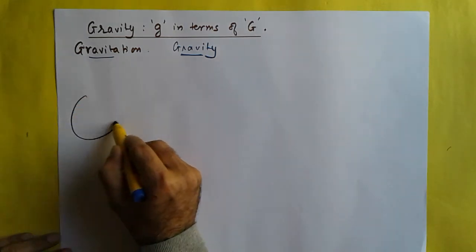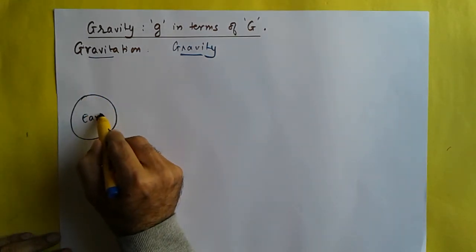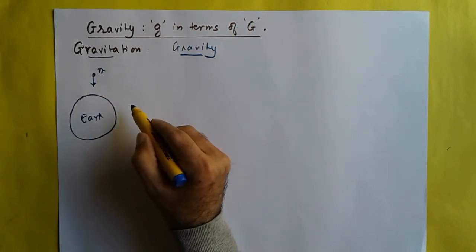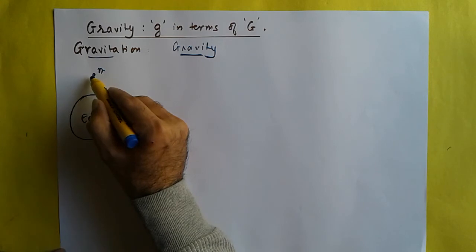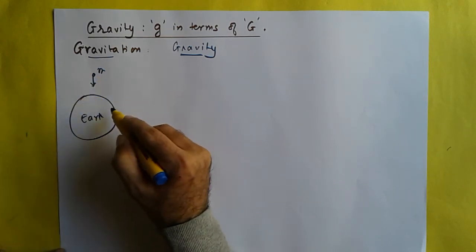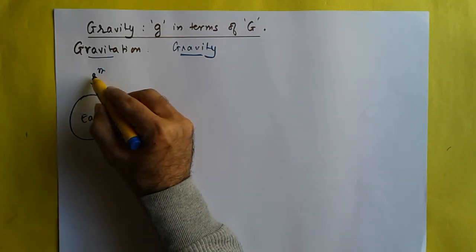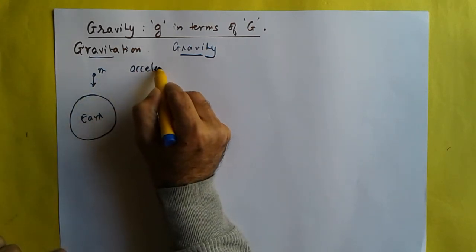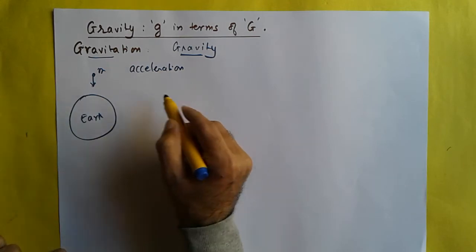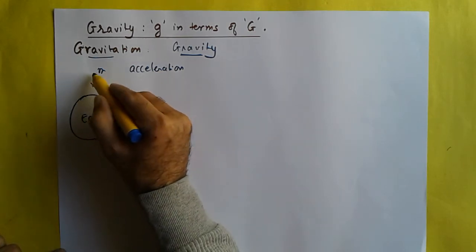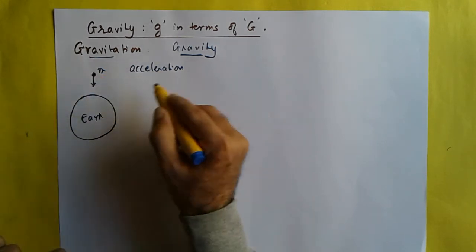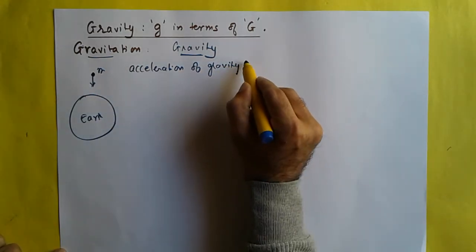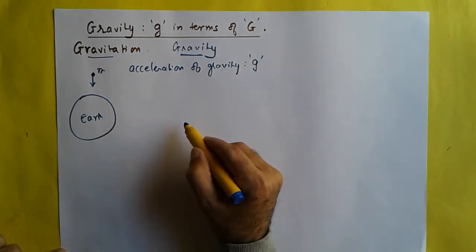Now, if I say this is the Earth, and let us say there is an object of mass m falling towards the Earth. The force of gravity is applying a force onto this, and it is falling towards the Earth. What we observe is that the speed of this object keeps on increasing as it moves towards the Earth, and there is an acceleration. Its velocity is increasing, and this acceleration with which this object of mass m moves towards the Earth is known as acceleration of gravity, which we indicate by the symbol g.